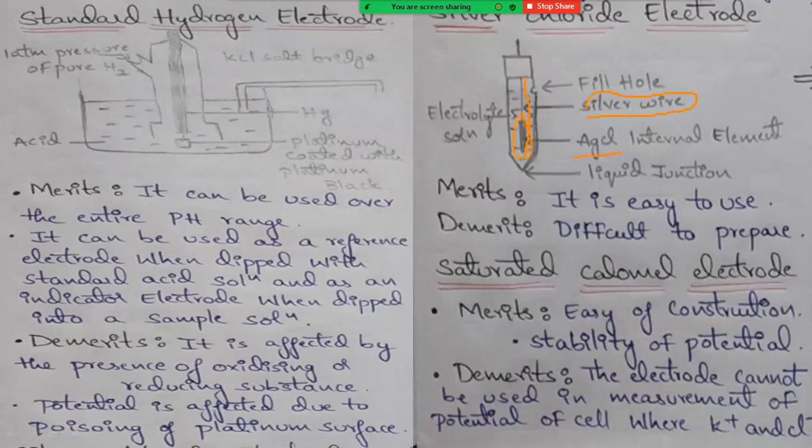Now this silver wire along with silver chloride we are placing in a potassium chloride, KCl, solution, right? The KCl solution is placed in the tube, and the silver wire is placed in the potassium chloride solution. So what is this potassium chloride solution? Here it is a saturated solution, a fixed concentration solution, so that we get fixed potential values. So what is the main difference between reference electrodes and indicator electrodes?